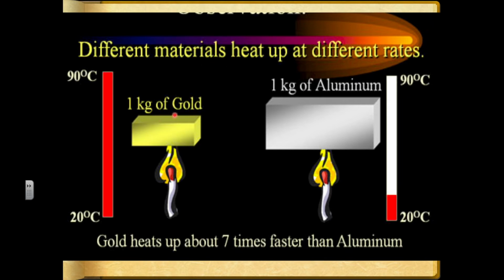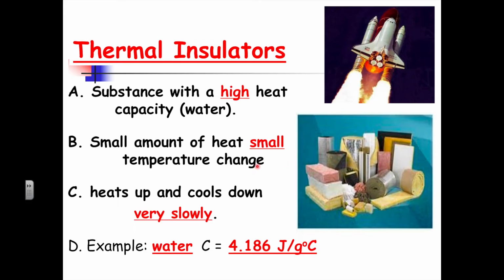So something like gold and aluminum, which are both metals, if we still have one match here and one match here, I don't know how much heat that is, but gold will heat up 7 times faster because it has a much lower specific heat than aluminum. Aluminum will heat up slower because it has a higher specific heat. All right. Now, just a fun fact, one match is actually about 4 kilojoules of heat. I kind of figured that out one time.